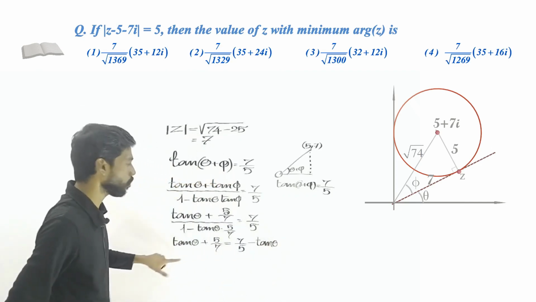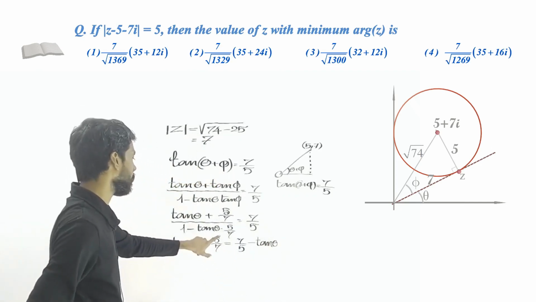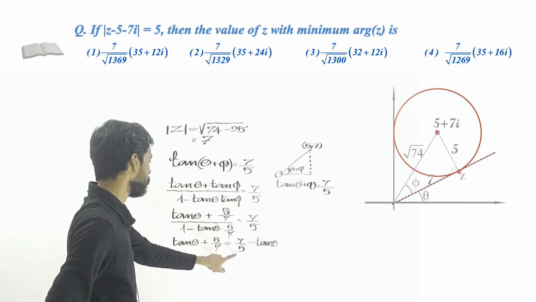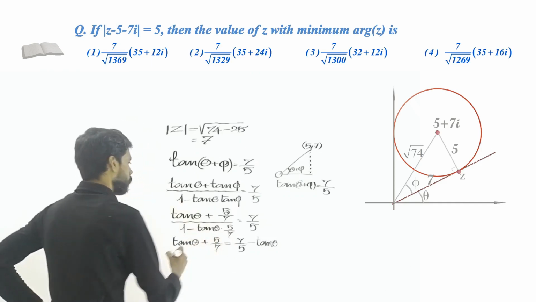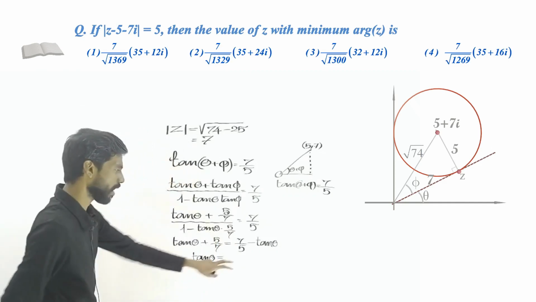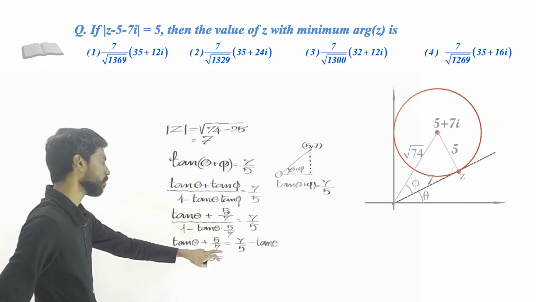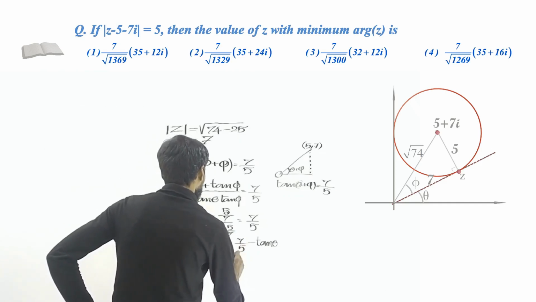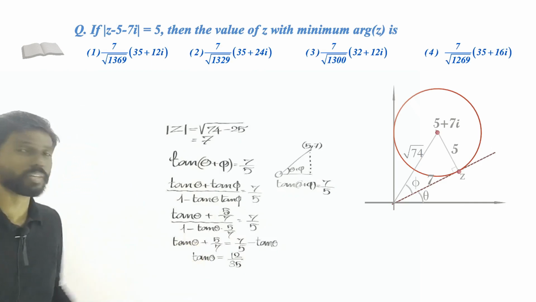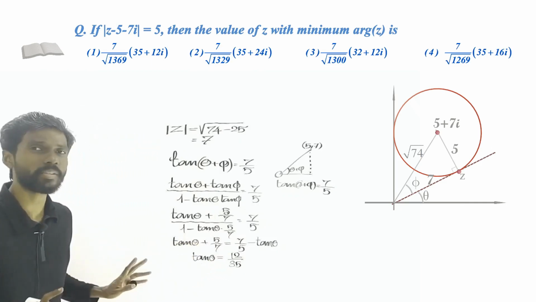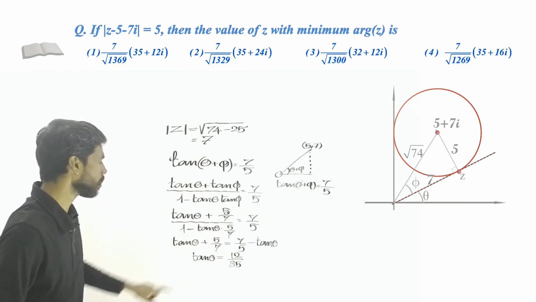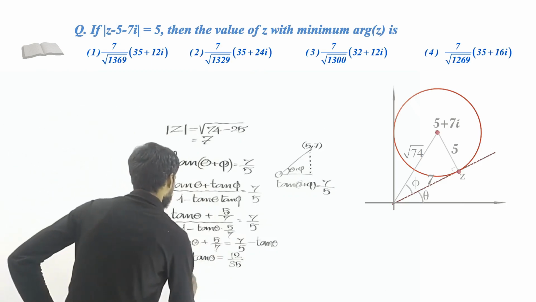So now bring it to this side: 2 tan theta equals this value, which is 49 minus 25, that is 24, divided by 5 multiplied by 7, that is 35. So 2 tan theta is 24 divided by 35, which means tan theta equals 12 divided by 35. So tan theta is known. From tan theta we can find cos theta and sin theta. Then we can use our polar form to find the required point z.